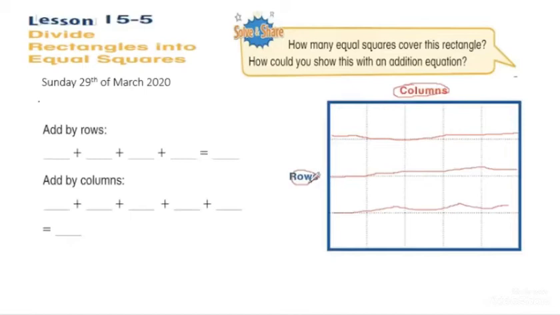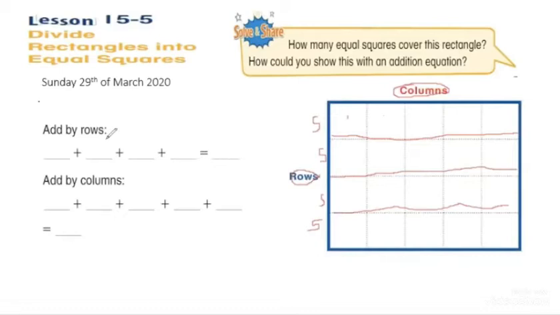Now I want to know how many square tiles are inside each row. This row, how many square tiles are inside it? We have 1, 2, 3, 4, 5. We have 5 square tiles. I can write 5 here. We have 5, and here 5, and here 5, and here also 5. So we have 5 square tiles in each row.